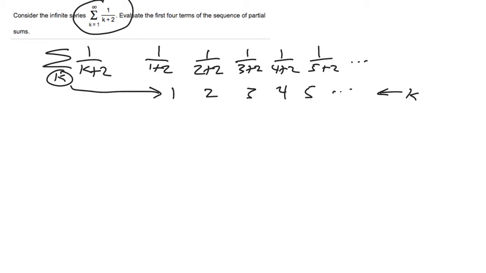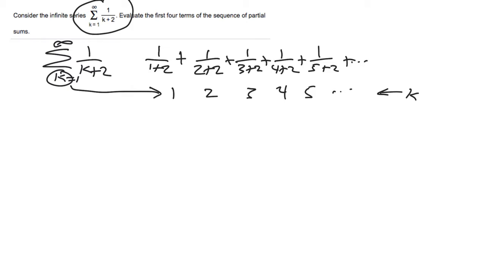The sigma, remember, the sigma means to sum the answers up. So when we write the sum from k to infinity, we mean take all of these terms and add them together.